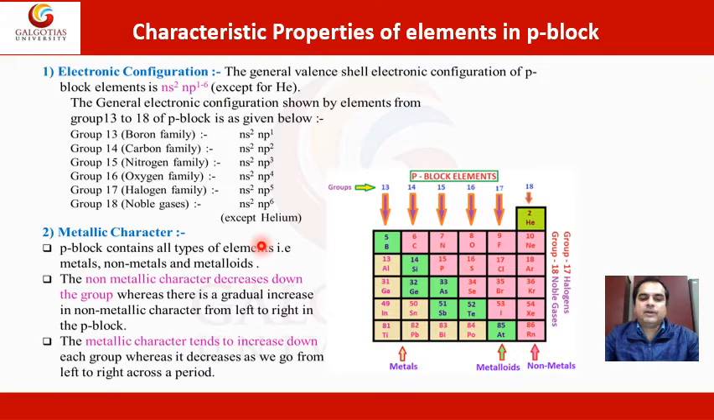If we discuss non-metallic character, it decreases continuously down the group. Metallic character tends to increase down the group, while moving from left to right across a period, it decreases.